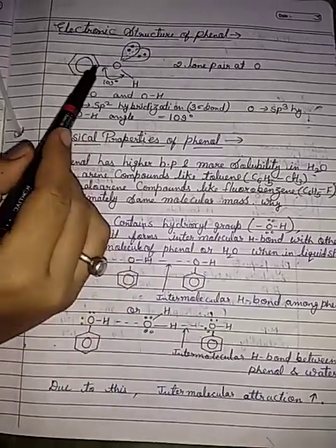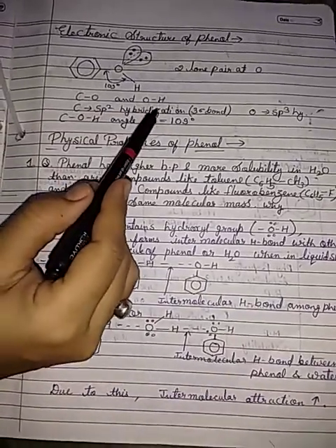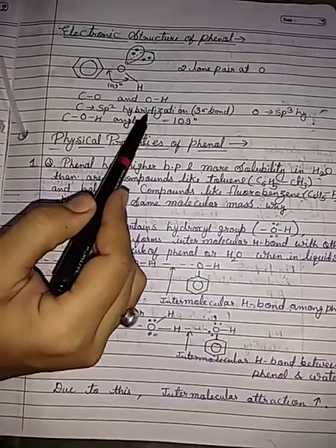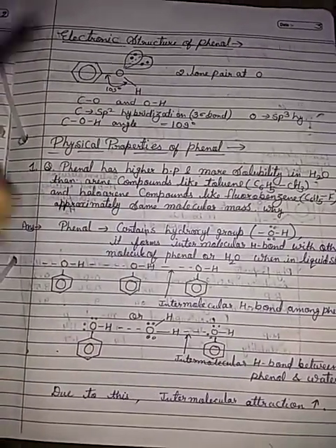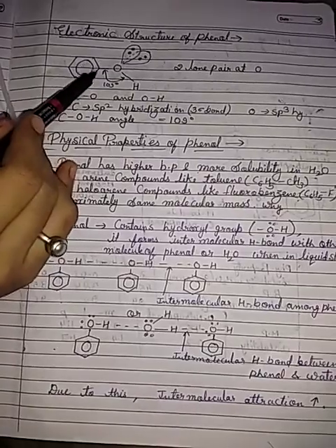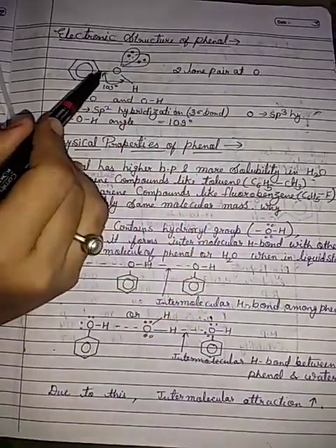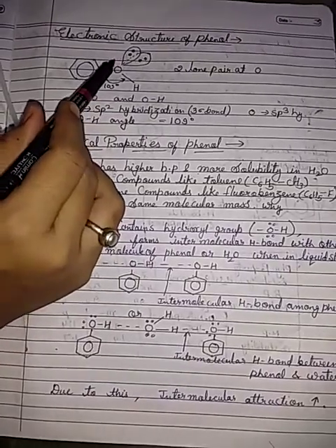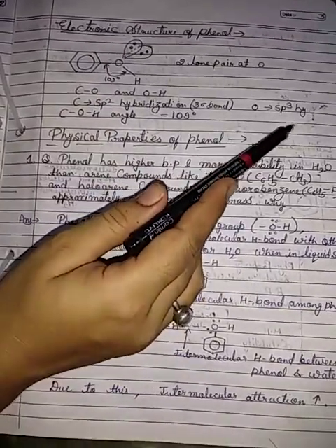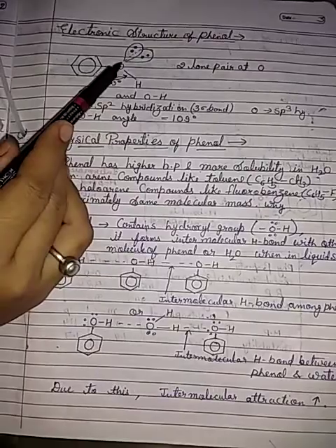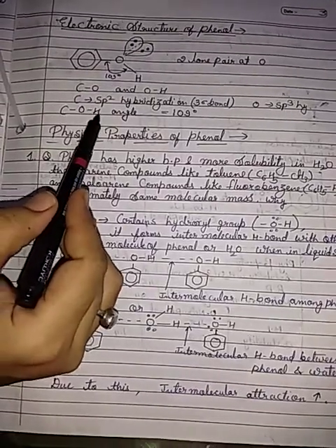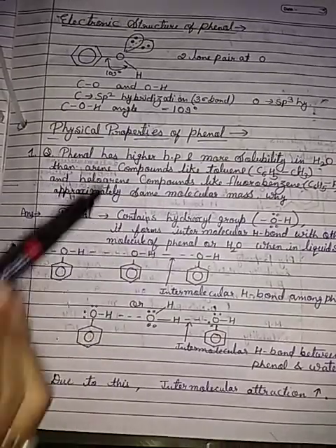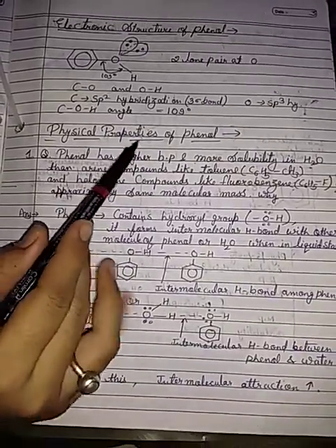So there are 2 bonds, C-O and O-H. This carbon attached with benzene is sp2 hybridized, because it has 3 sigma bonds, 1, 2, 3 sigma bonds. And this oxygen has 1 and 2 lone pairs, so it is sp3 hybridized. The C-O-H angle is 109 degrees. Next topic is physical properties of phenol.